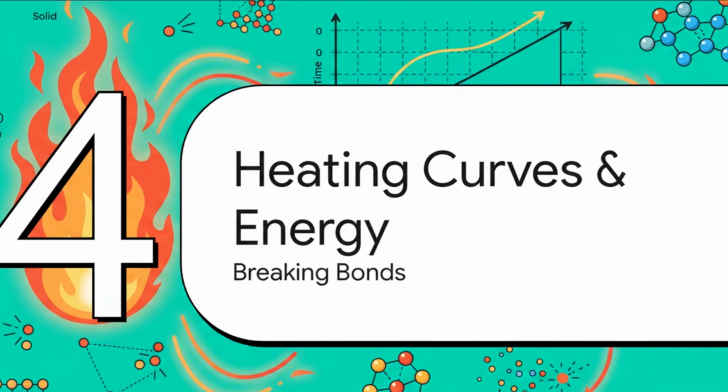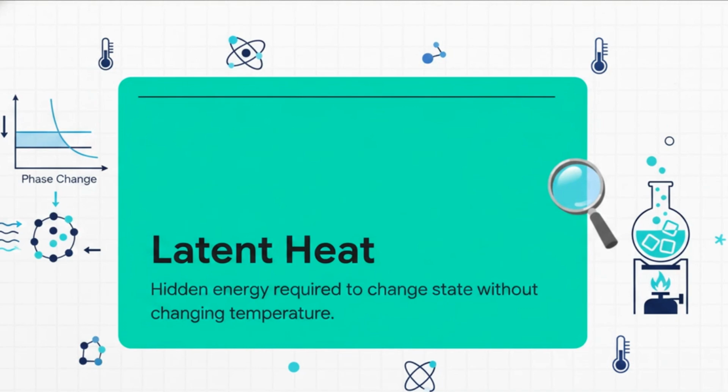Now we add heat to the system to analyze real-time graphs and see energy actively breaking particle bonds. So, the crucial point here is understanding latent heat. If you look at a heating curve graph, you'll see the temperature rising steadily, but suddenly, right at the melting point or boiling point, the line completely flatlines. Why does it do that?